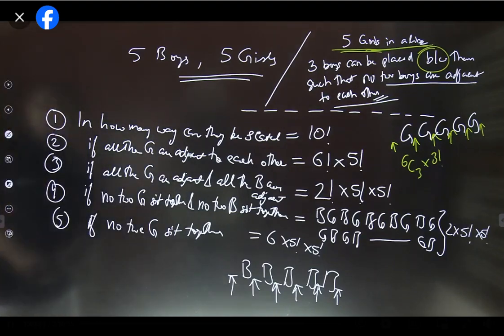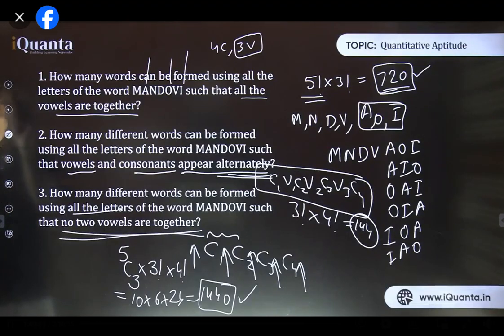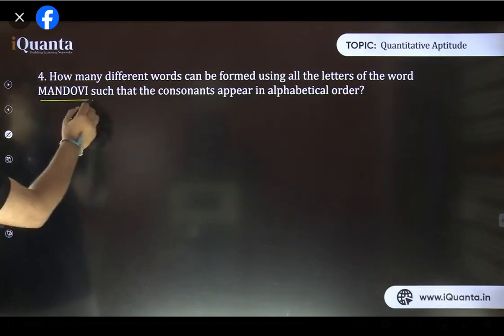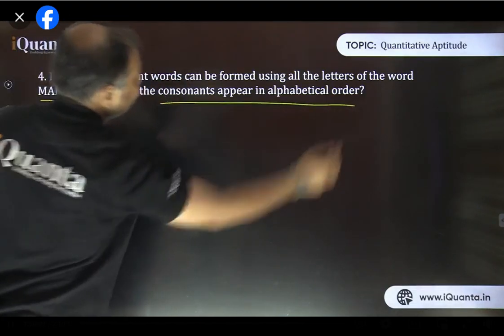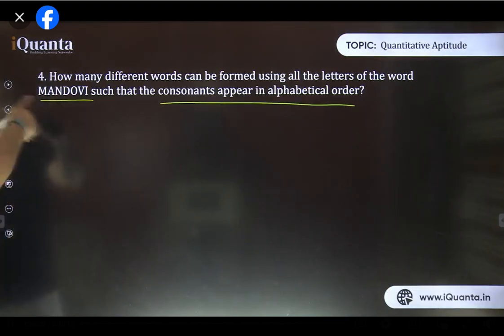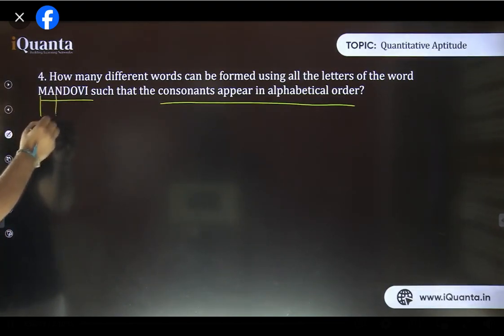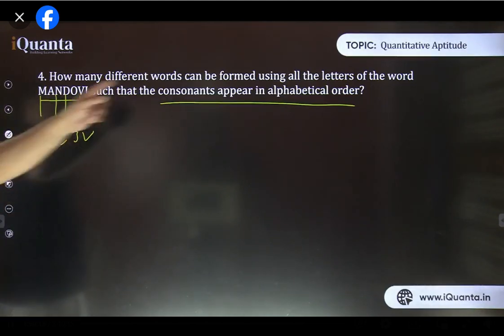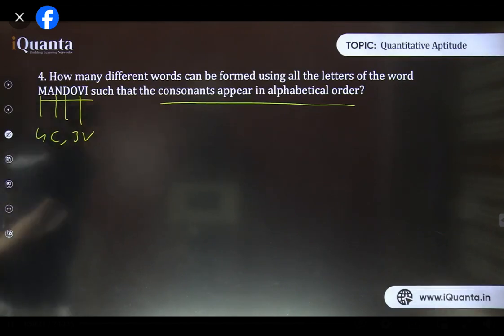Okay, let's move further now. Try to answer this one. How many different words can be formed using all the letters of the word Mandovi such that the consonants appear in alphabetical order? We had already seen that there are 4 consonants, M, N, D, and V. There are 4 consonants and 3 vowels. So in how many ways can they be arranged so that consonants appear in alphabetical order? Answer, please.